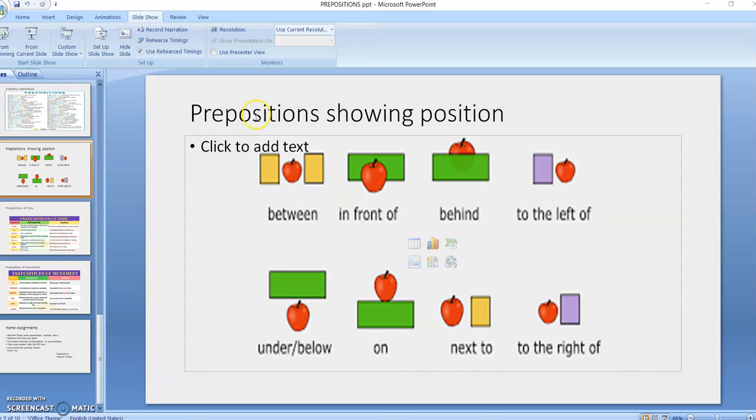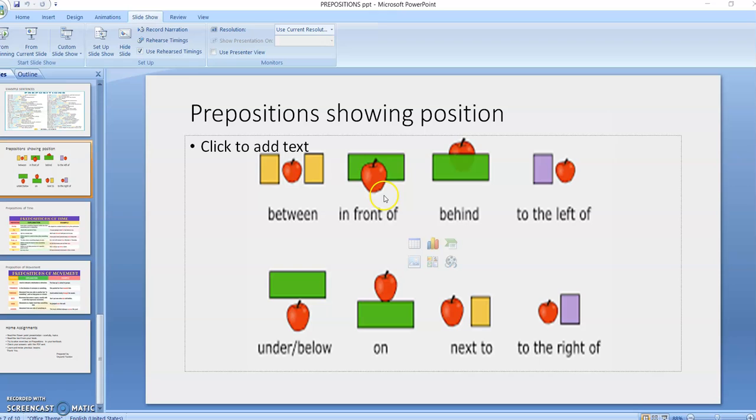Next, we discuss the prepositions showing position. You can see here the apple between the two columns. Between is used only when we are referring to two people or two things. When there are more than two people, we do not use between, we use among. For example, divide the chocolate between your sister and you. So here, your sister and you will divide the chocolate between two of you. However, if there are more than two people, we will use among in the same sentence.